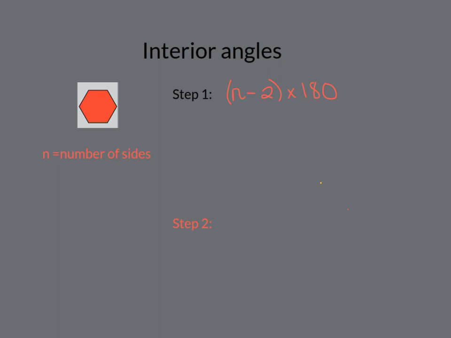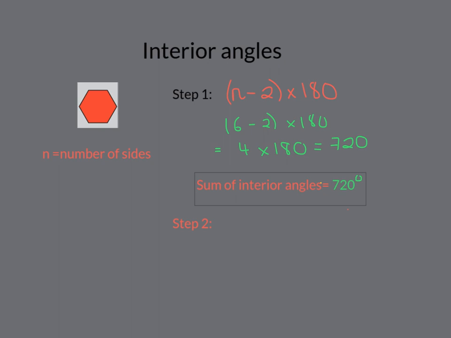If we use our example here of the hexagon, we'd have 6 sides, take away 2, times 180. So that is 4 times 180. You can use a calculator, you can do it in your head, and that comes to 720. So what you've got is the total of the interior angles all added together, the sum of them comes to 720 just for this shape. Remember, it's going to change depending on the number of sides of the polygon you're looking at.